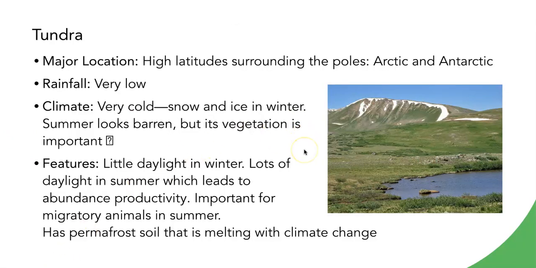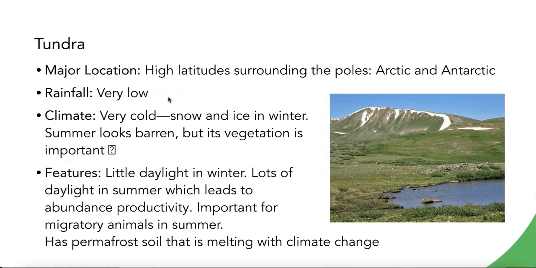Let's go on to the tundra. Now this is a picture of tundra in the summer. The major location is high latitude surrounding the poles like Arctic and Antarctic. The rainfall is very low. Climate's very cold. Snow and ice in winter. The summer looks barren, but its vegetation is important.